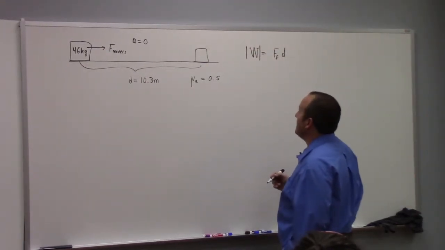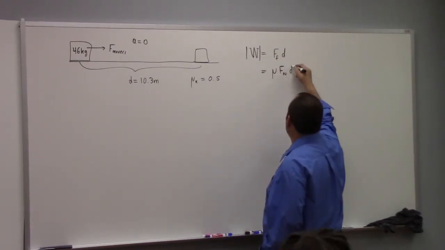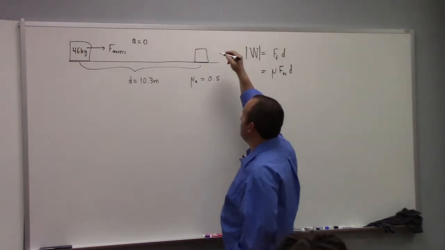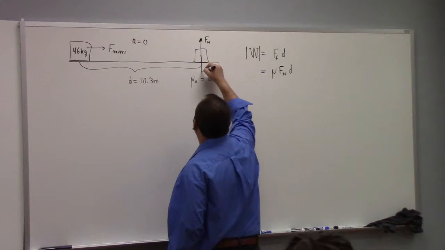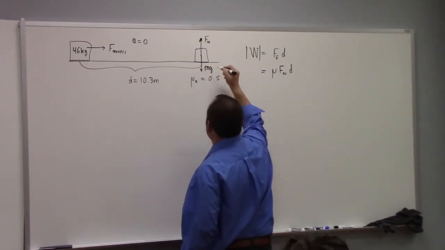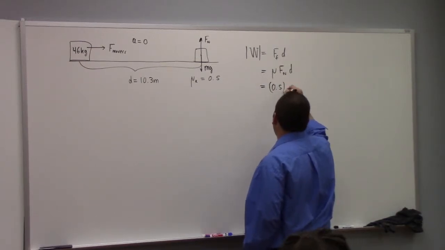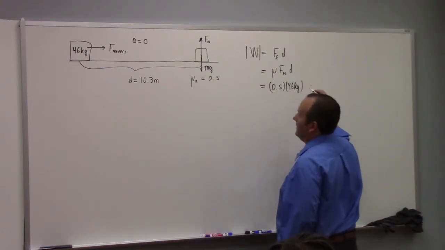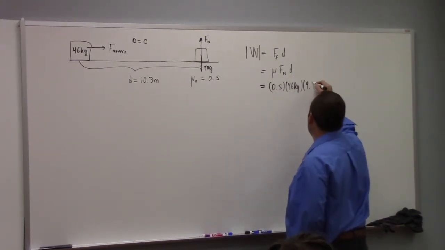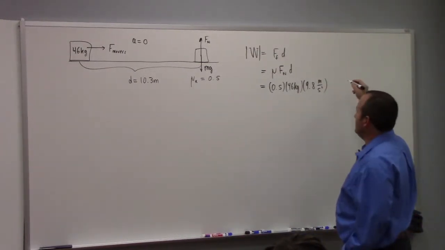Now, so what's the force of friction? It's mu times the normal force, right? And so what's the normal force here? Yeah, it's exactly, it's just the weight. So this is 0.5 times my mass, which is 46 kilograms. And g is 9.8 meters per second squared. And the distance is 10.3 meters.